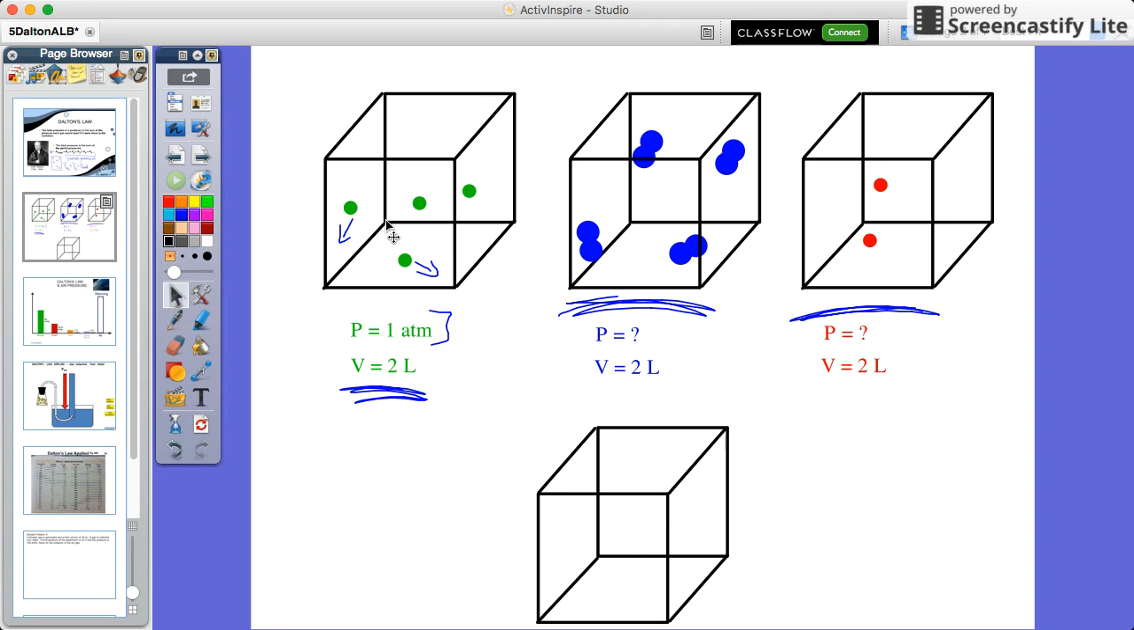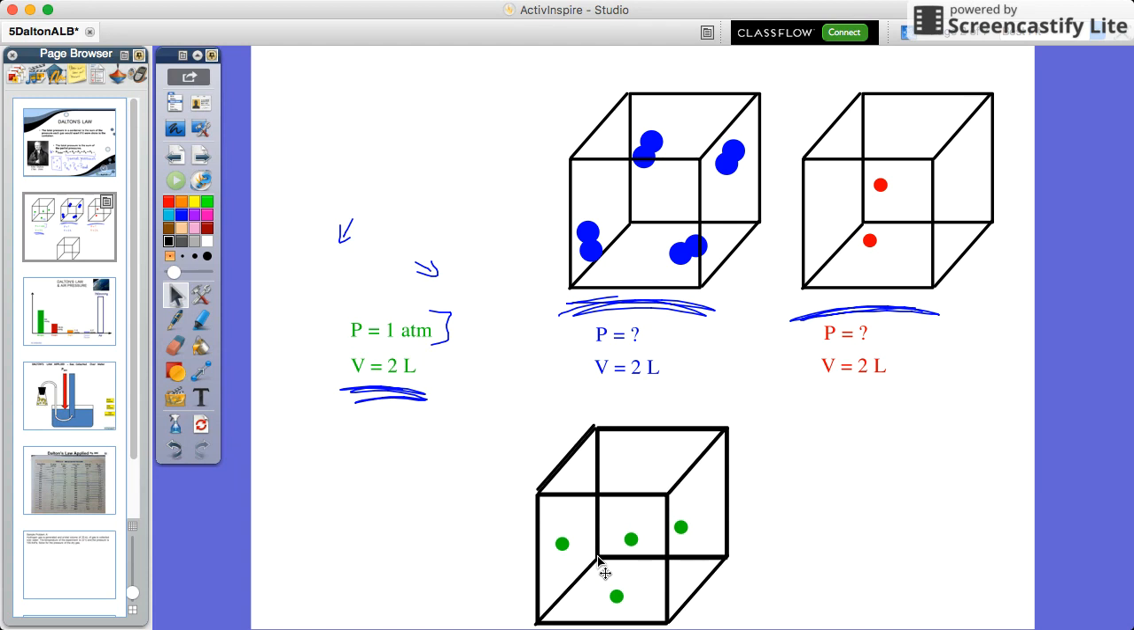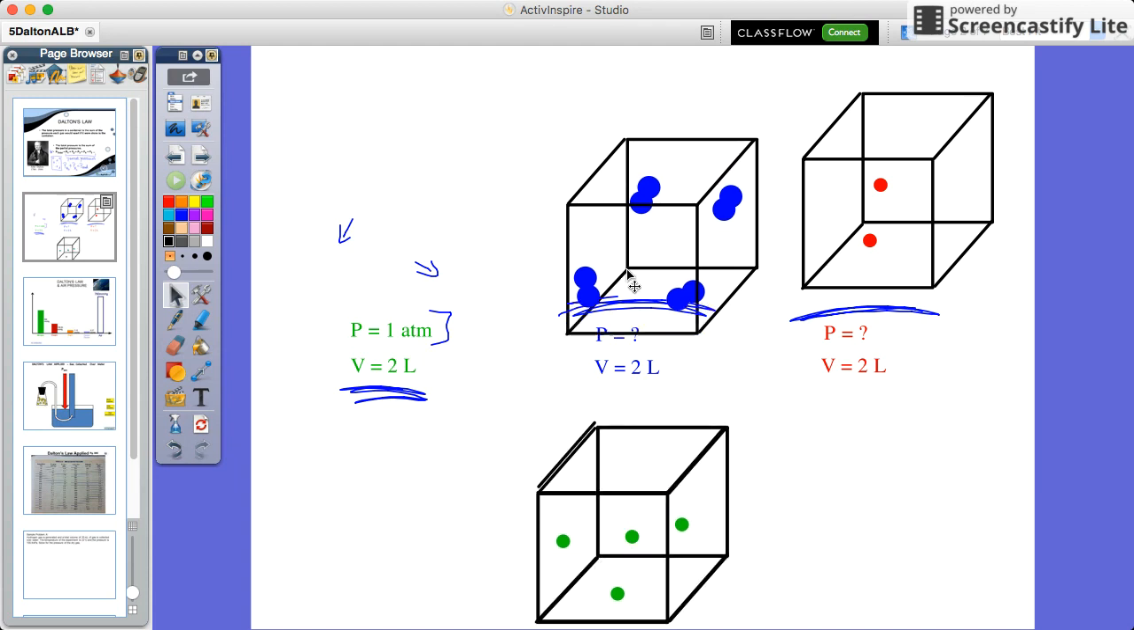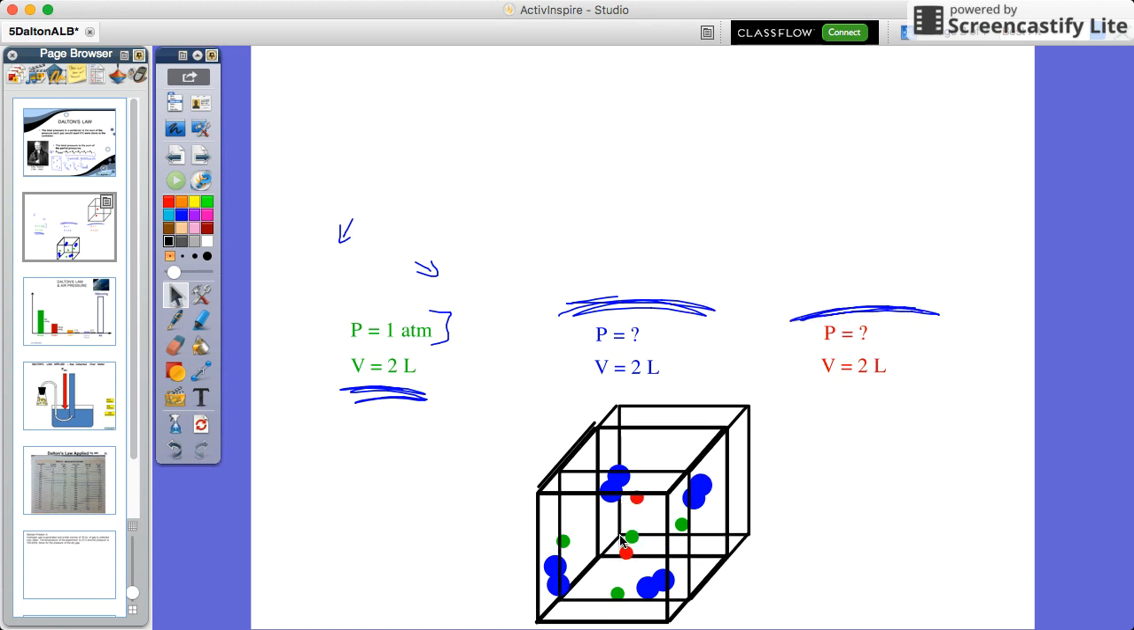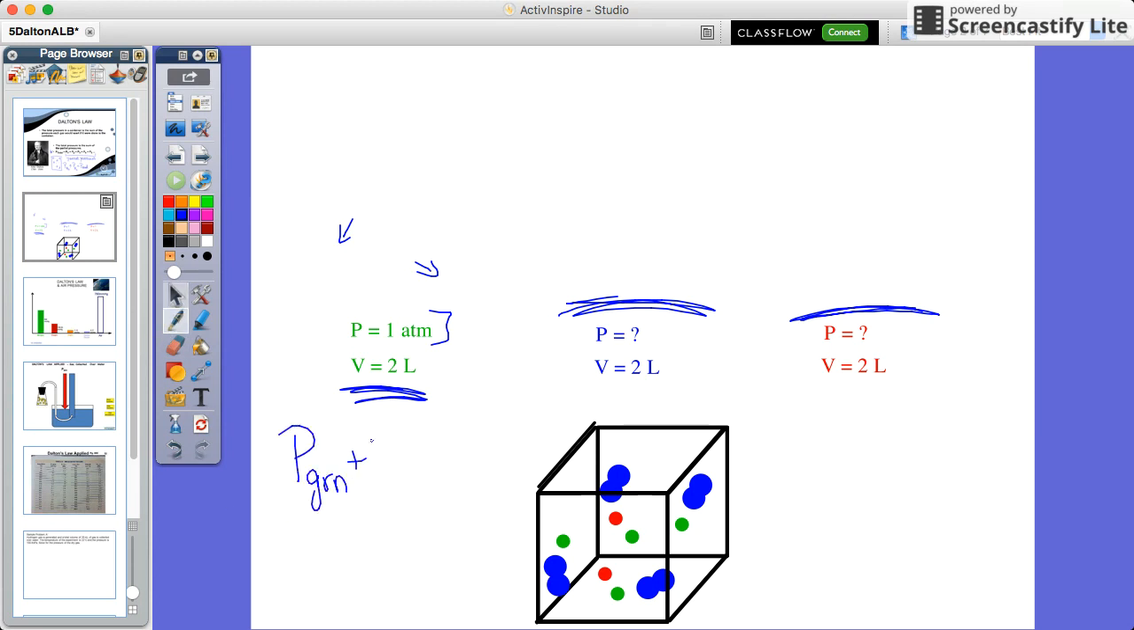So what we can do is we can take the containers, and if we combine those, again, what we're going to do is we're going to take all the collisions that were made by those 4, and those 2. If we added up the partial pressures of green, blue, so pressure of green plus the pressure of blue plus the pressure of red, what's the total pressure in the container?